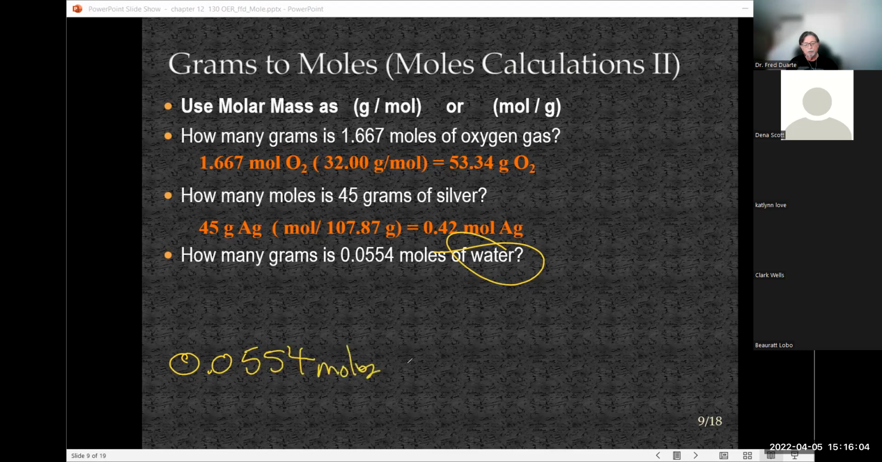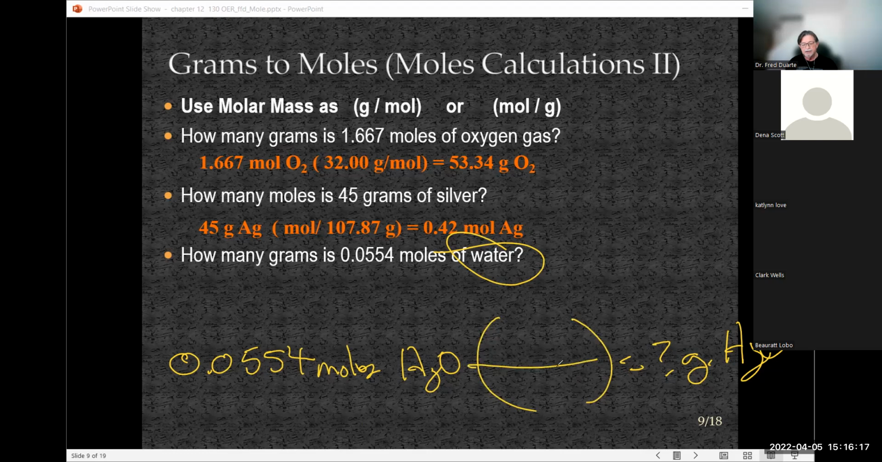Moles of water. And we're looking for a number of grams of water. That means we need a conversion factor again, that takes us from moles. We want moles in the denominator and grams in the numerator because we want our moles to cancel. So we need the molar mass of water. The formula for water is H2O.